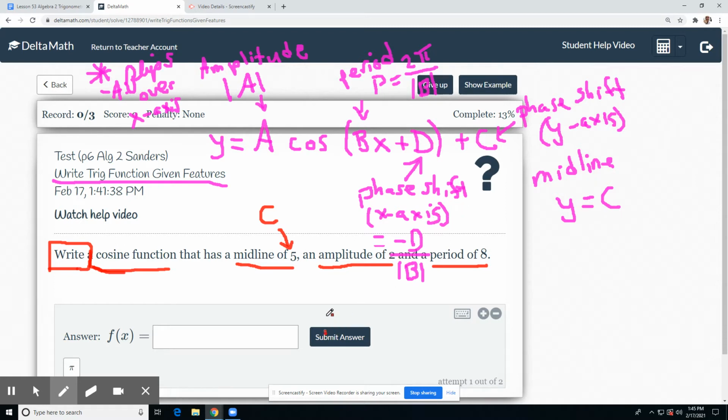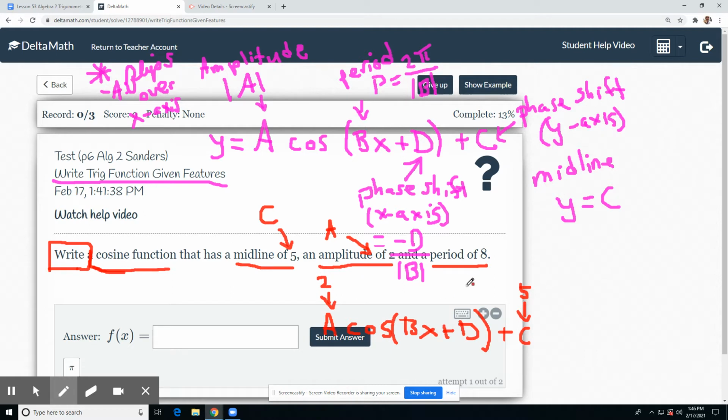In fact, I'll just go ahead and write the general form. A cosine of Bx plus D. All of this is in the parentheses set of cosine, and then plus C. All right, so right away we found out that C is 5. Amplitude of 2. Amplitude of 2, where does that go? All right, so that amplitude of 2, that gives us our A, right? So now we know the amplitude is 2.